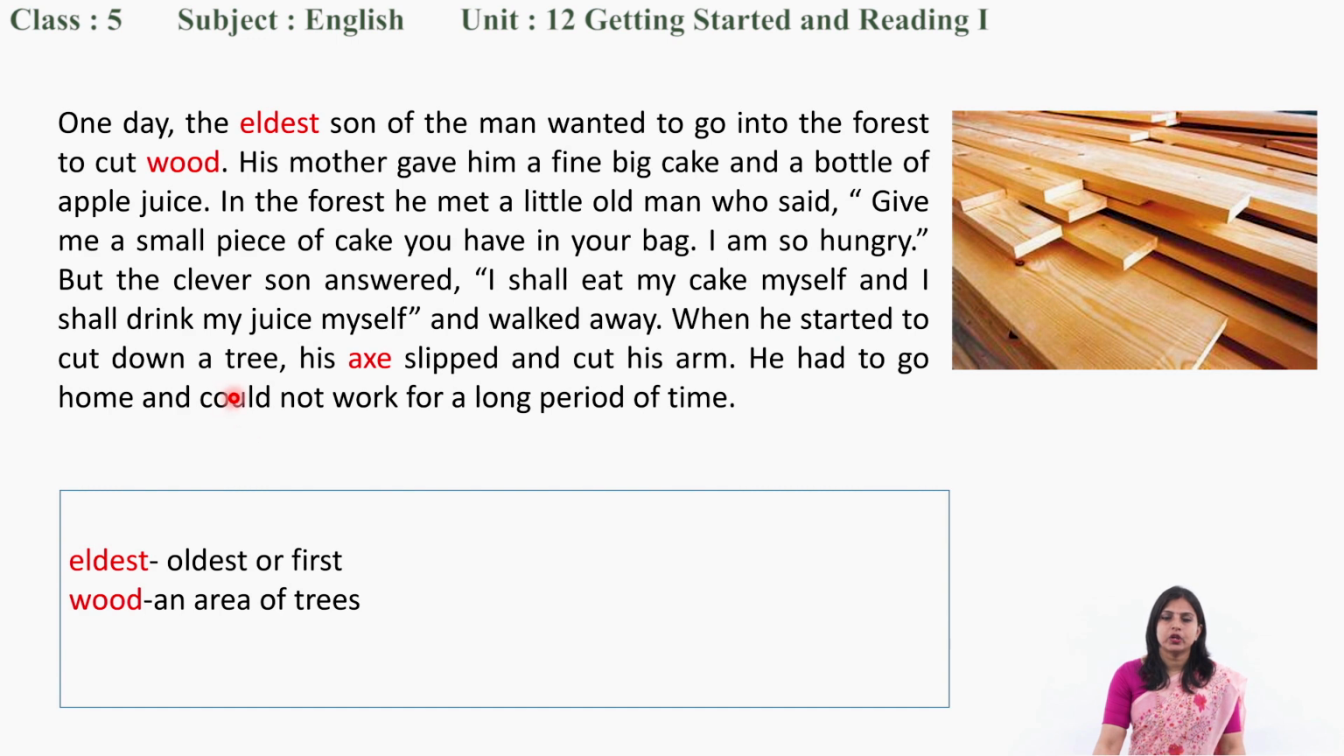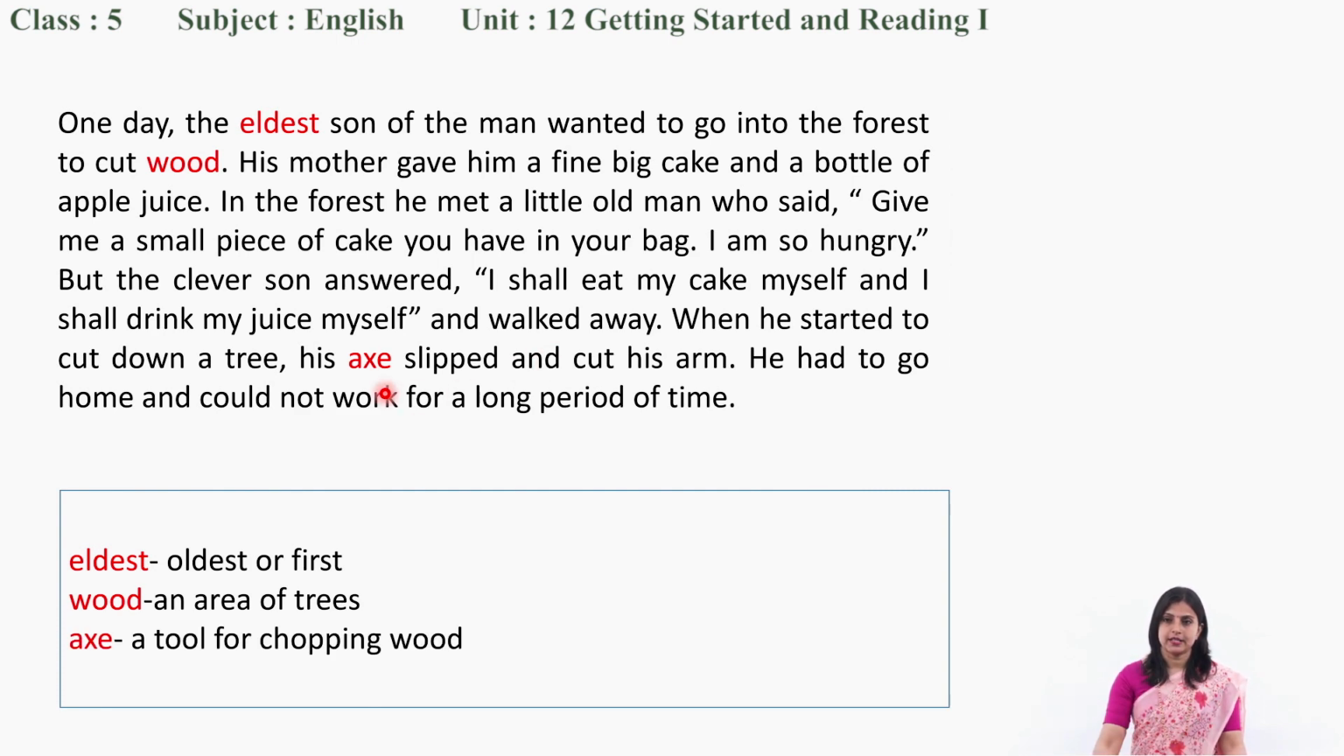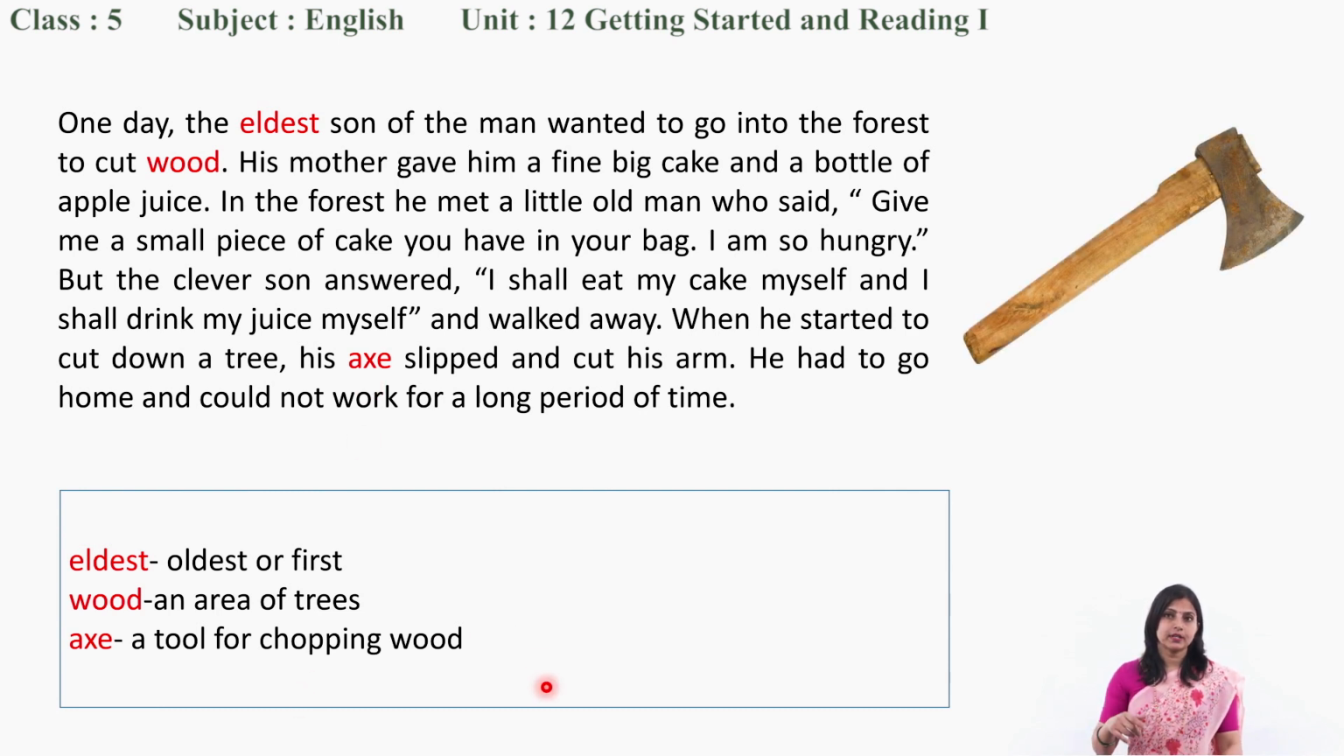When he started to cut down a tree, his axe slipped and cut his arm. What do you mean by axe? Have you seen axe? Yes. Axe means a tool for chopping wood. Because he had been there to cut wood, he needed axe. This is axe, yes, which is used to cut down wood. Okay. So he gave a rude reply and he started doing his work. What was his work? To cut down the tree. Okay. But then what happened?